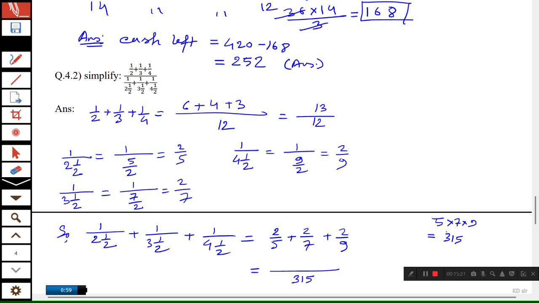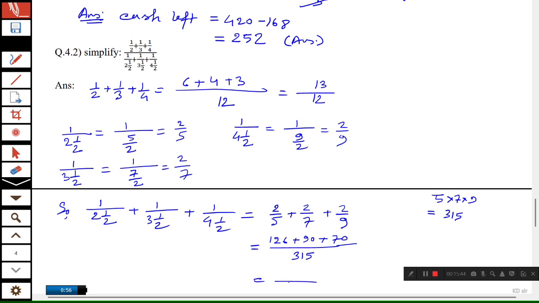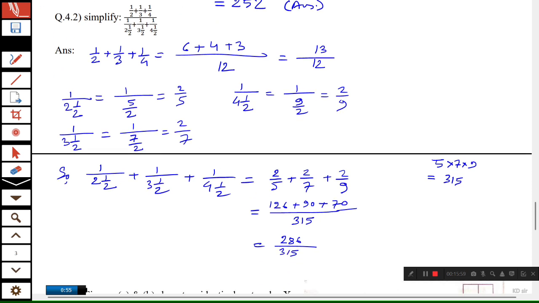315. So 5 into 7 into 9, 63. 63 into 2, 126. Plus, 7 into 45 into 2, 90. And 9 into 35 into 2, 70. So what do we get? We get 126 plus 90 plus 70, which is 286 by 315. So this is the numerator.